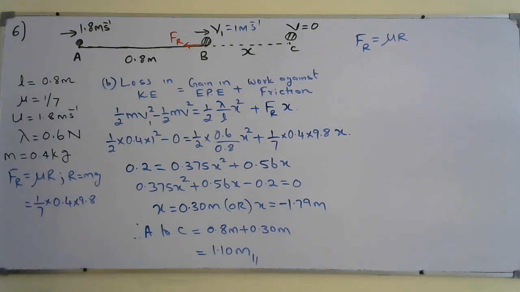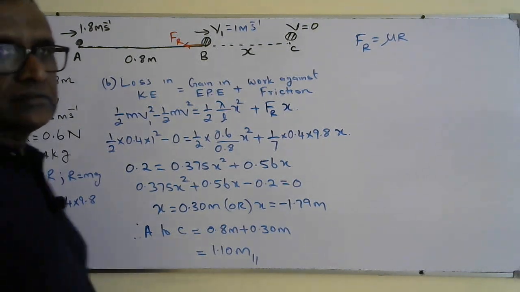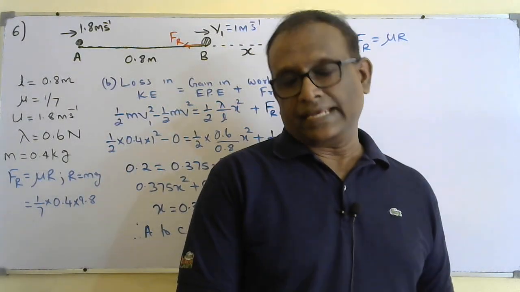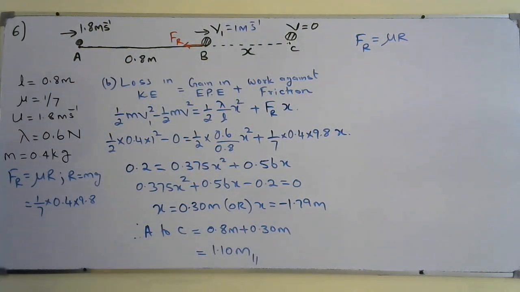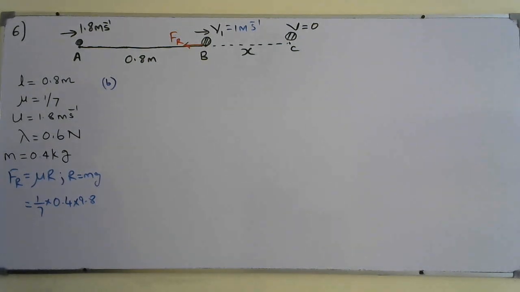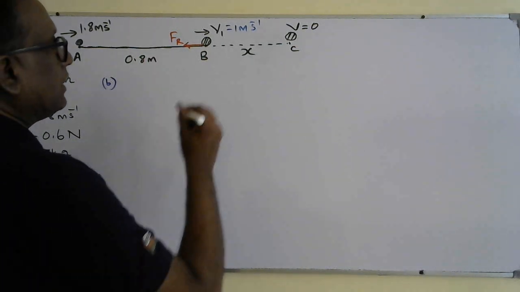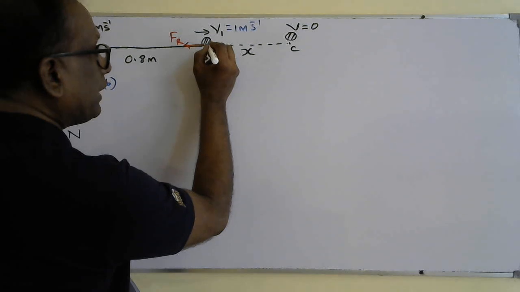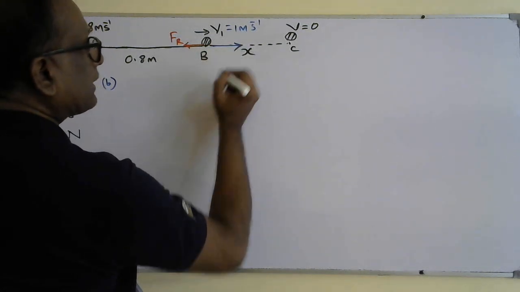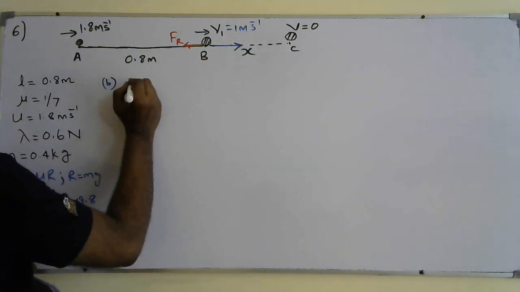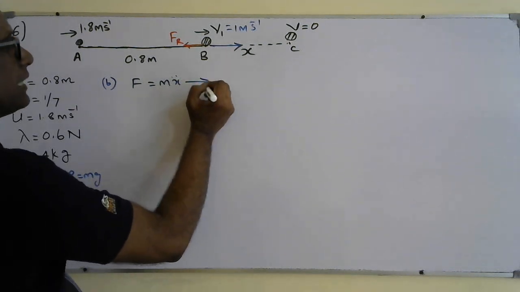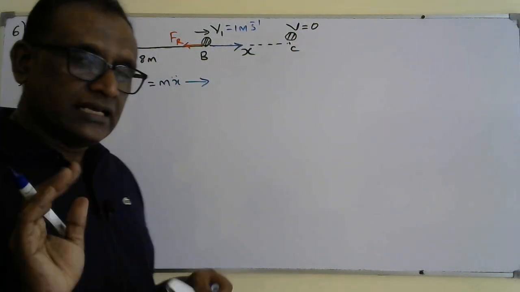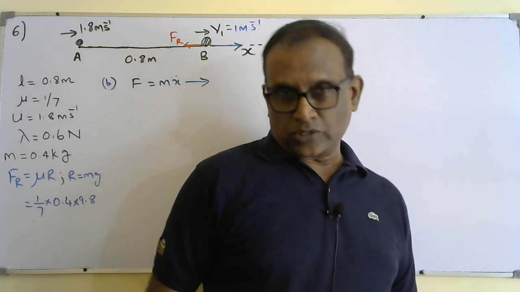So this is the first method. Second method, I am going to use F equal ma or F equal m x double dot, Newton's second law. The extension is measured from B, so in this direction, take that direction positive. So I'm going to use F equal m x double dot along the increasing x direction. Increasing extension direction is taken as positive.